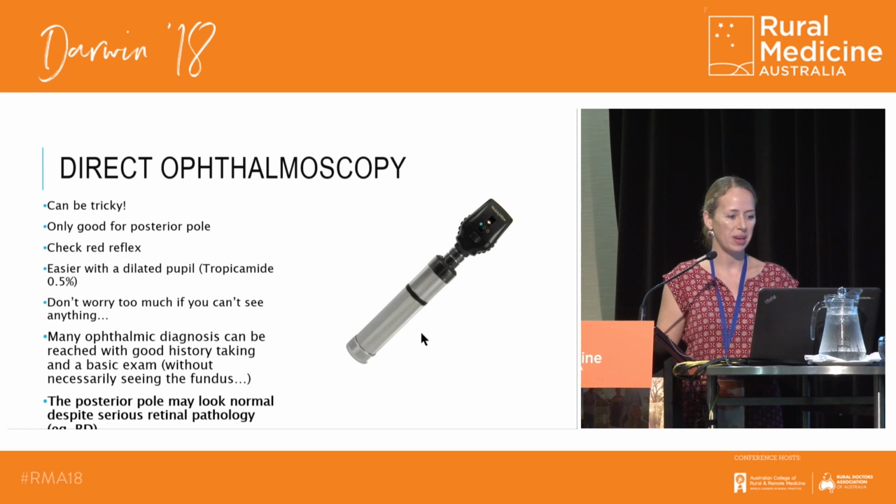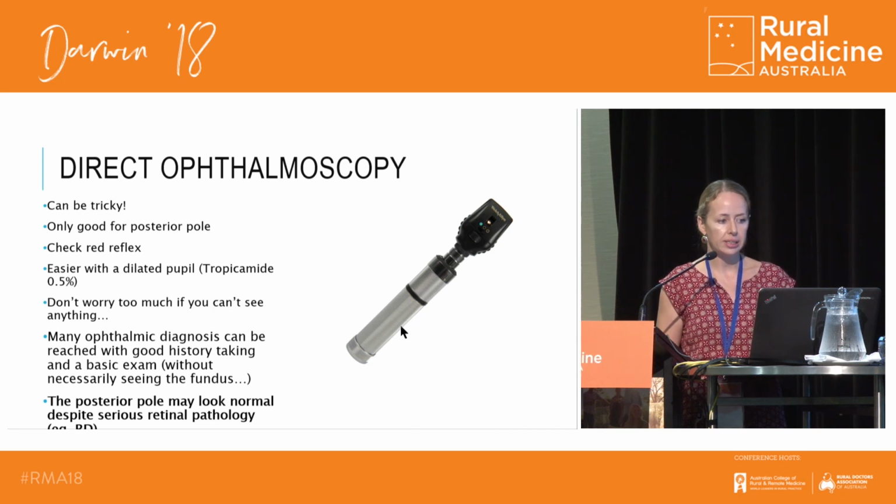So direct ophthalmoscopy can be quite tricky, particularly if you don't get a lot of chance to practice it. Even if you're very good at it, it's only good for the posterior pole, so it's good to check the nerve and the macula, but it doesn't give you a wide view of the fundus. It is easier with the dilated pupil, so don't be afraid to use tropicamide. And even if you can only get the red reflex, that can be a useful thing as well. If you have a red reflex in one eye and not in the other, that's a useful piece of information.